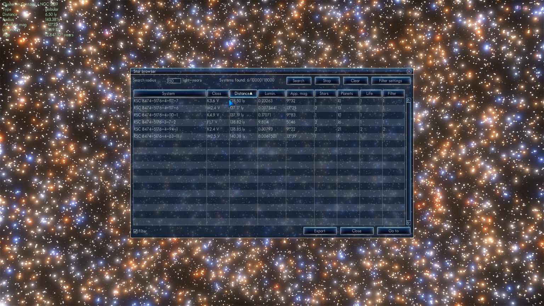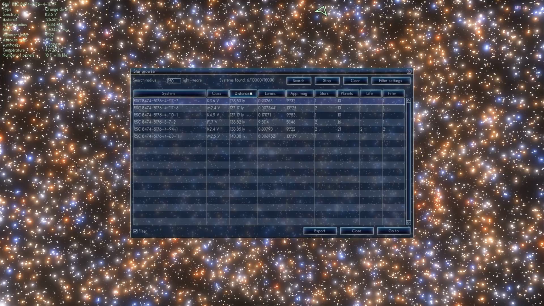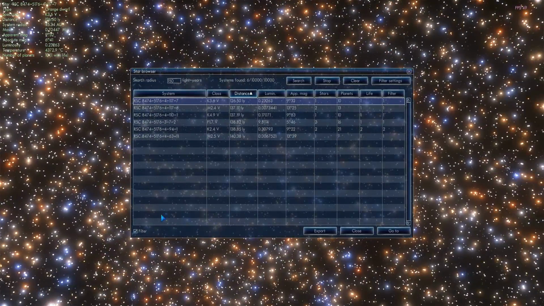And looks like we've discovered some systems. This one is actually an orange dwarf. There's a few red dwarfs as well, and they're at a distance of about 126 light years. Is that inside the system? Yeah, it is. Let's go check it out.